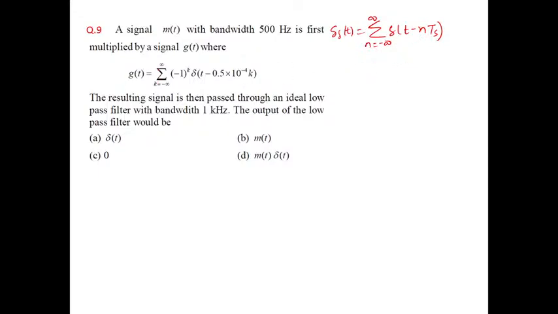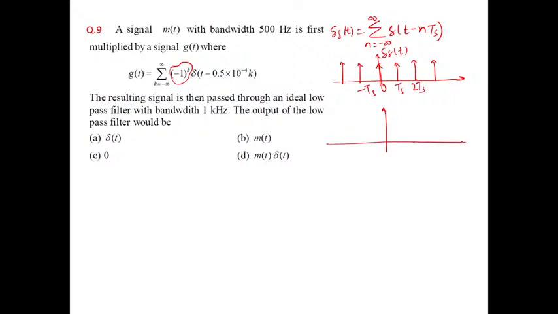Now why is this function not an ideal sampling function? Because you are having a term (minus 1) raised to power k over here. Now if we plot this ideal sampling function, you will get samples having weight equal to unity and placed uniformly at a separation of one period. Now what about g(t)? Let us denote this quantity as capital T.